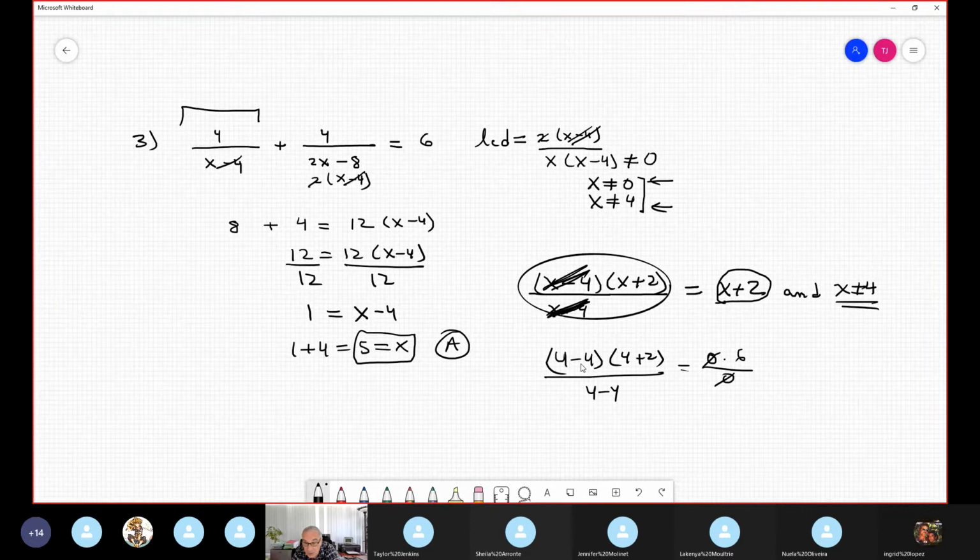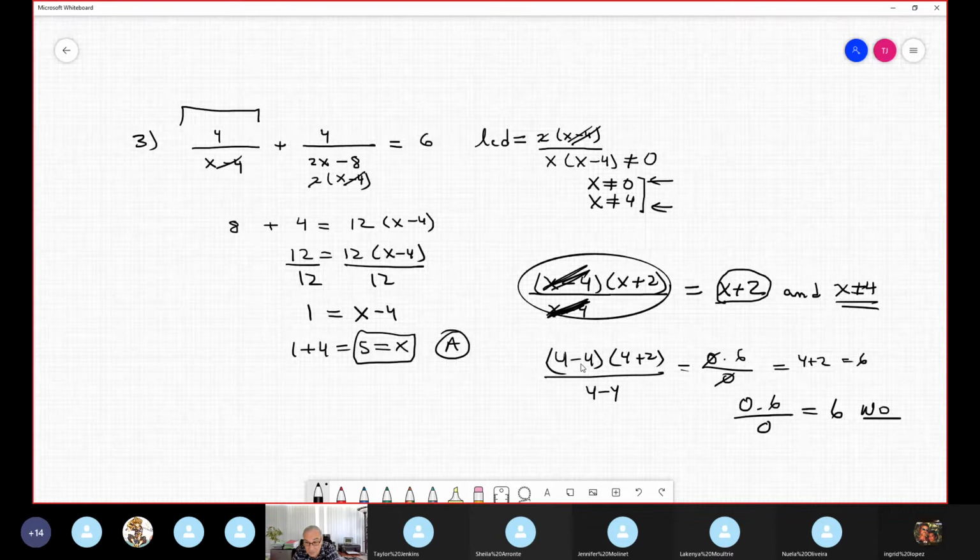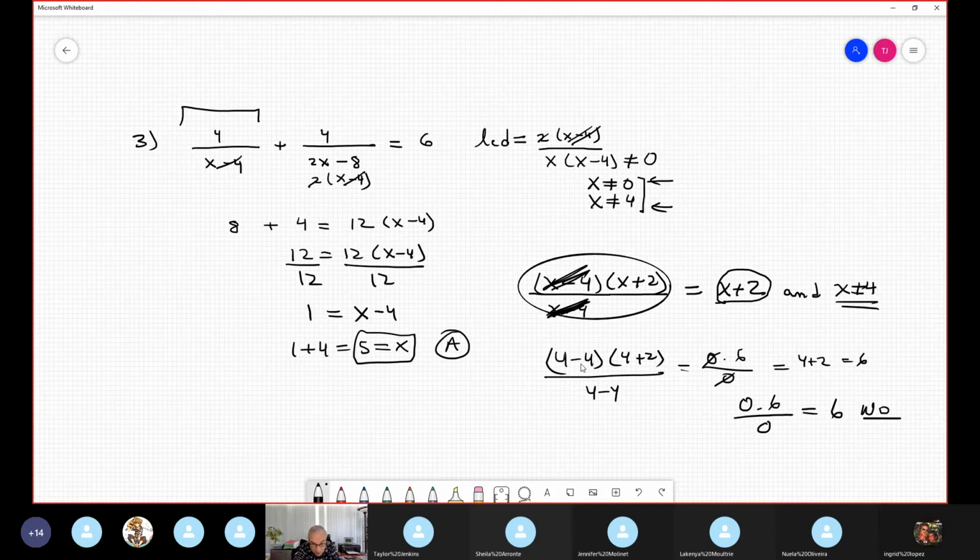Okay, because actually this is 6, no? This is 4 plus 2 is 6. And 0 times 6 over 0 is equal to 6, no? Do you understand the idea now? Yes. So, okay. You don't need to analyze every detail every time. You face that problem.